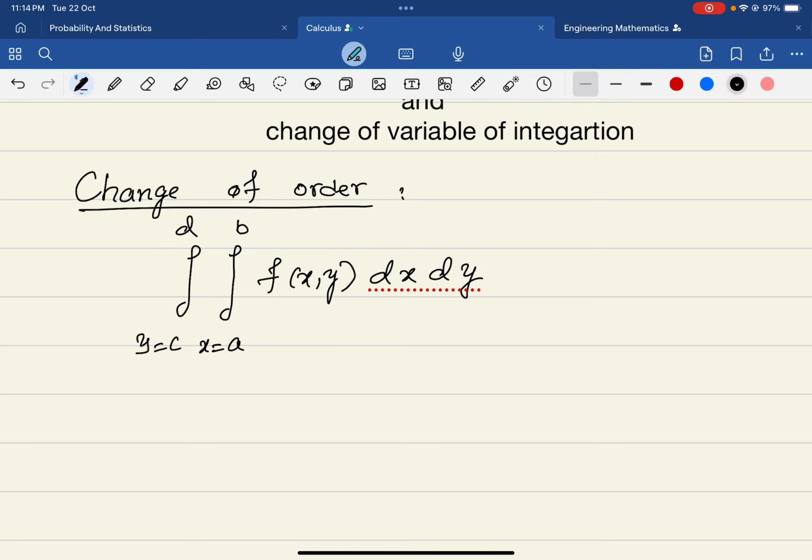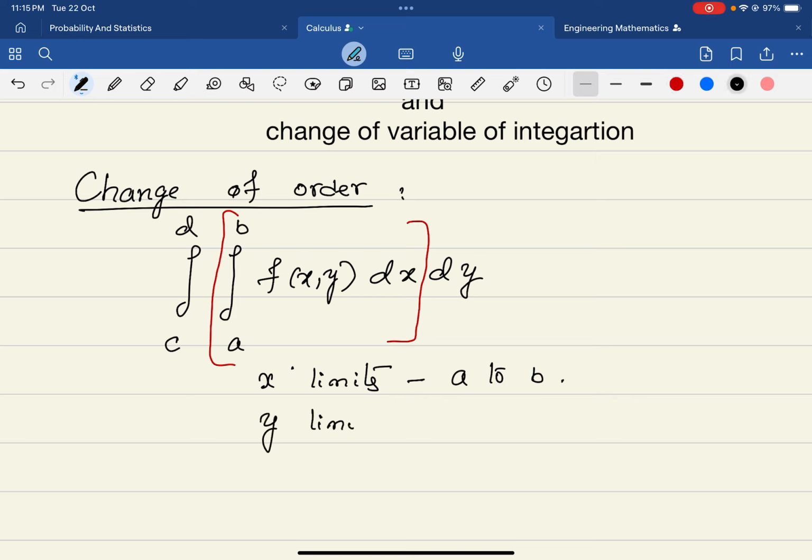Now, if I want to see the limits of x here, it is very clear that x is from a to b. Actually, in the problems, you will not be given what is x and what is y, what the x limits are and what the y limits are. You have to find out the x limits. So, x limits are a to b. You have to put a bracket here so that you understand the limits of x. And then the y limits are from c to d.